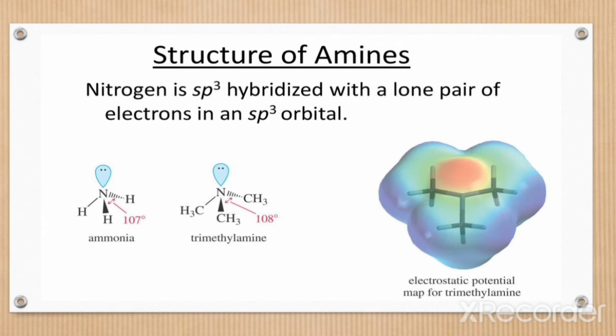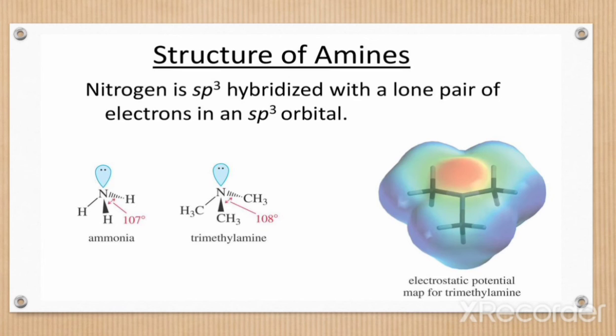So this is the structure of amines, and this cloud-like structure is the electrostatic potential map for trimethylamine. So trimethylamine is the amino group that has three groups attached to it, and these groups are all methyl groups.